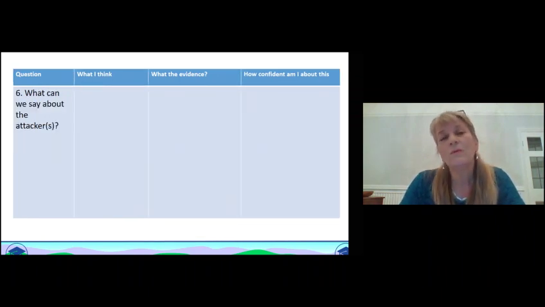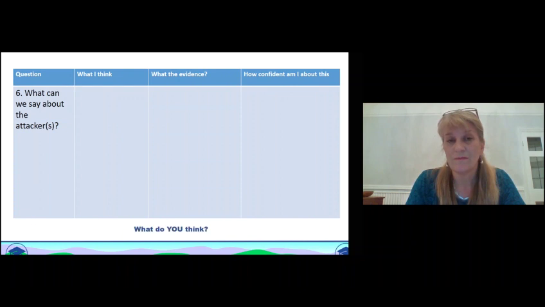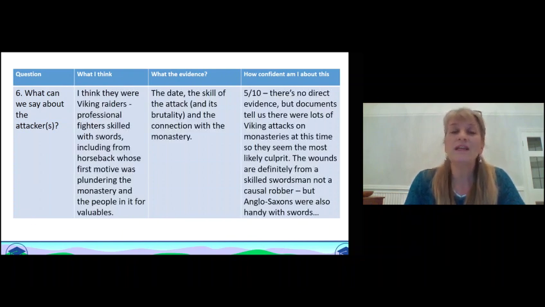What can we say about the attackers? Well, we can go out on a little bit of a limb here perhaps, but I think there's a strong possibility they were Viking raiders, professional fighters skilled with swords, including from horseback. Their first motive was probably plundering the monastery and the people who were in it for anything valuable that could be taken away. What's the evidence?